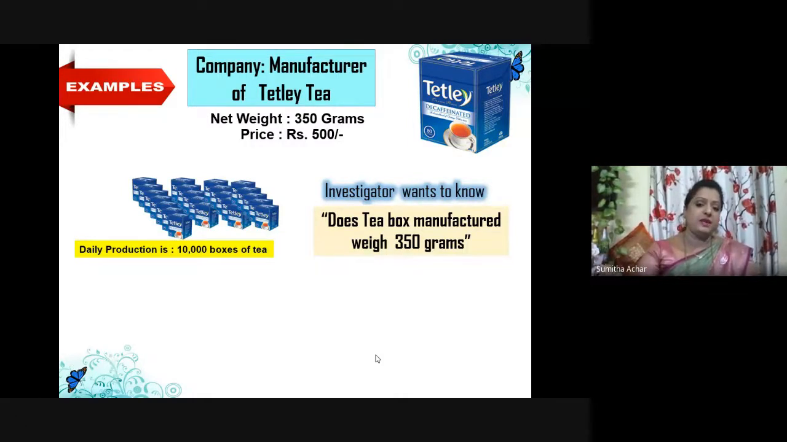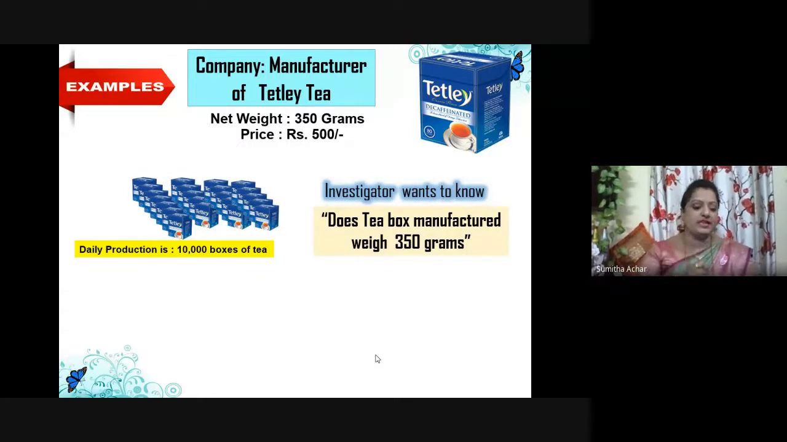Can an inspection committee come to this company and inspect every single box of the 10,000 boxes of tea? They take one box, measure it, check whether it is equal to 350, certify it and pass it on. Is it feasible for them to do it? No. But is it feasible for them to take the boxes given by the producer? Again, it is not possible. Again, it will be a bias.